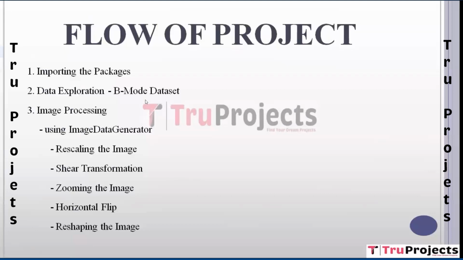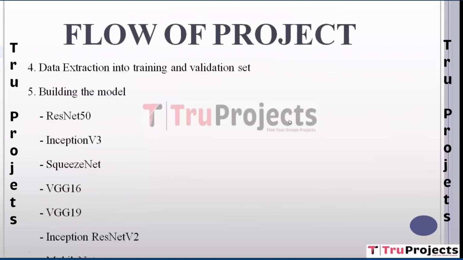Then we have image processing, utilizing ImageDataGenerator for augmenting and enhancing the dataset. This involves operations such as rescaling images, applying shear transformations, zooming, horizontal flipping, and reshaping the images. These techniques contribute to improving the model's ability to generalize from the training data. Next we have data extraction into training and validation sets. Splitting the dataset into training and validation sets. The training set is used to train the machine learning models, while the validation set helps assess the model's performance on unseen data.